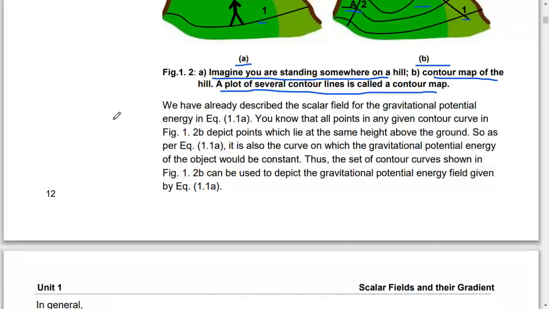We have already described the scalar field for the gravitational potential energy in equation A. You know that all points in any given contour curve in figure B depict points which lie at the same height above the ground. So as per equation A, it is also the curve on which the gravitational potential energy of the object would be constant. Thus, the set of contour curves shown in figure B can be used to depict the gravitational potential energy field given by equation A.